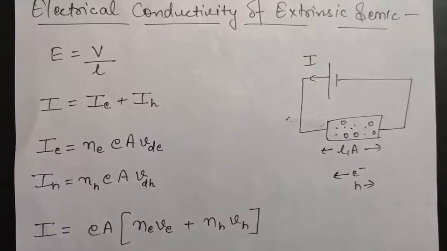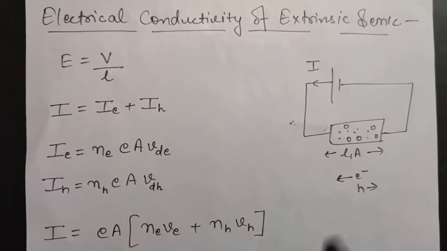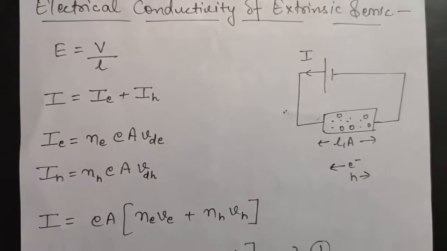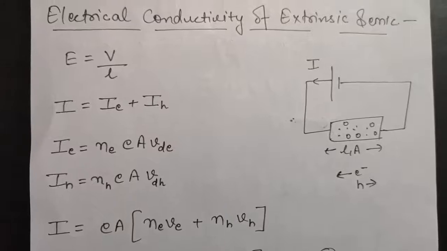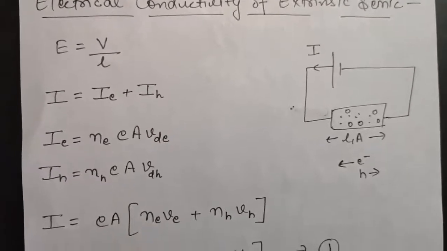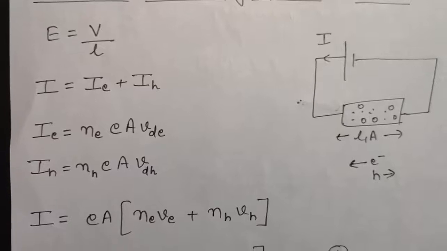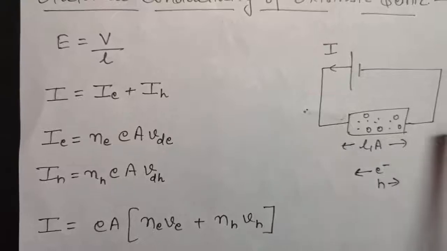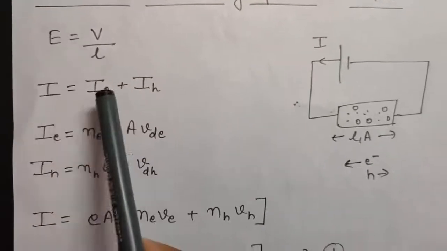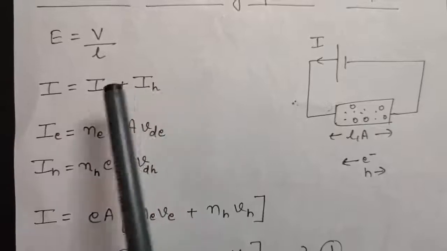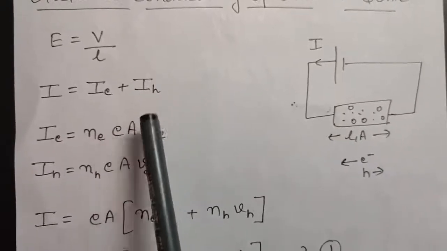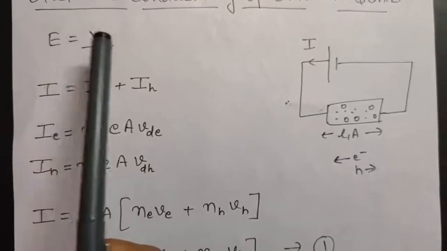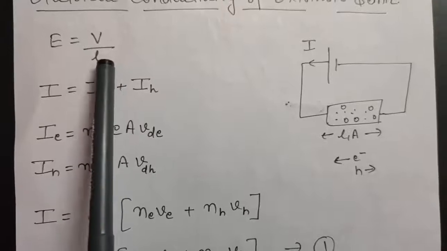But can you tell me collectively in which direction the current will be flowing if we add both the currents? As you know, the direction of conventional current is opposite to that of electronic current. So you can say the total current will be I_E plus I_H in the same direction, that is the anti-clockwise direction. So the total current I is equal to the electronic current plus the current due to holes, that is I_E plus I_H. I have written one more equation here, which you already know, that electric field can be defined as V by L. This we will use later.